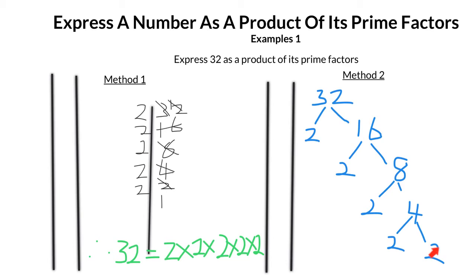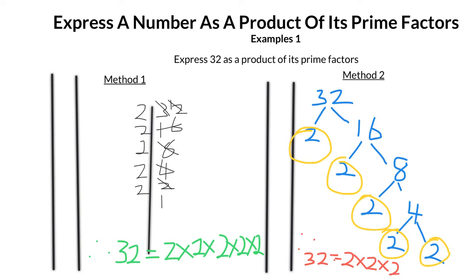Finally, we've gotten a prime number as the last number, which we cannot decompose anymore. So all the prime numbers we got were 2, 2, 2, 2, and 2. Therefore, our 32 is the same thing as 2 times 2 times 2 times 2 times 2.